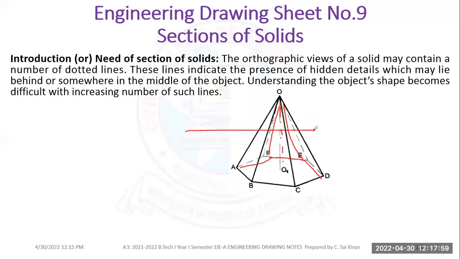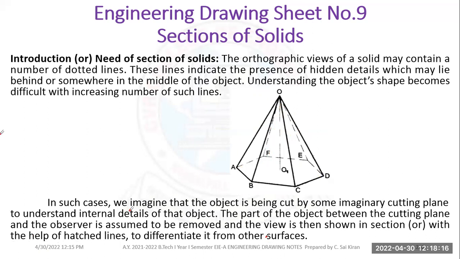So if I cut here, then directly I can know what the hexagon shape is. For this reason, we make the sections of solids. We imagine that the object is cut by an imaginary cutting plane to understand the internal details. To make the hidden lines visible, we make the sections of solids.